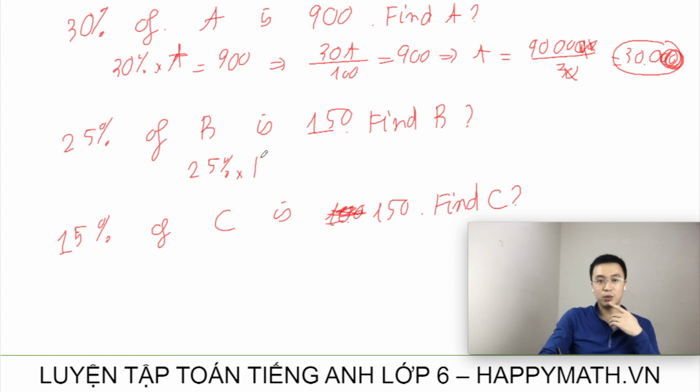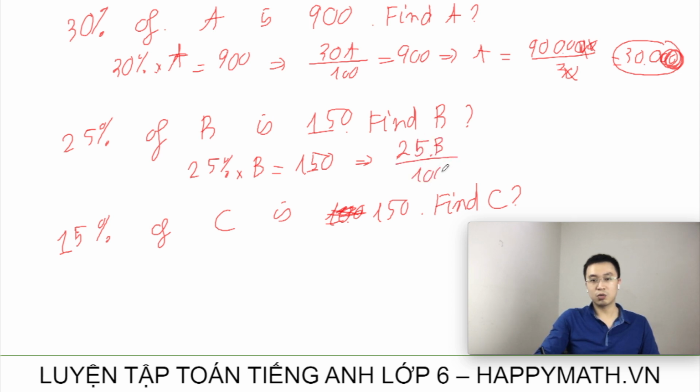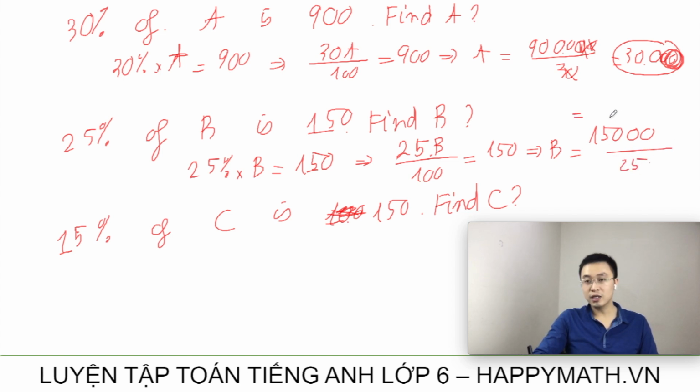25% multiplied with B equal to 150. 25B equal to 15,000. So B is 15,000 divided by 25, and the answer for B is 600.